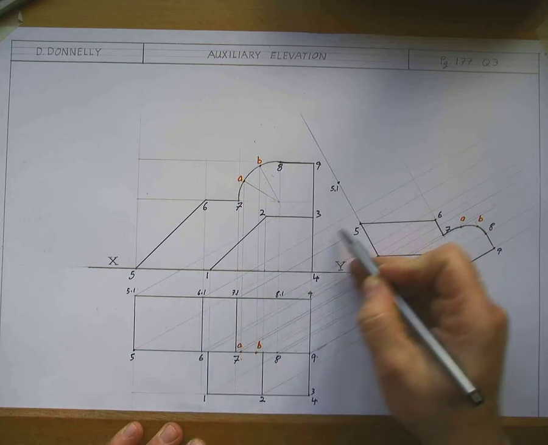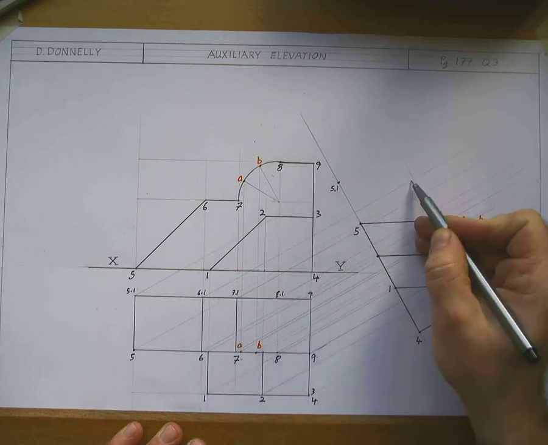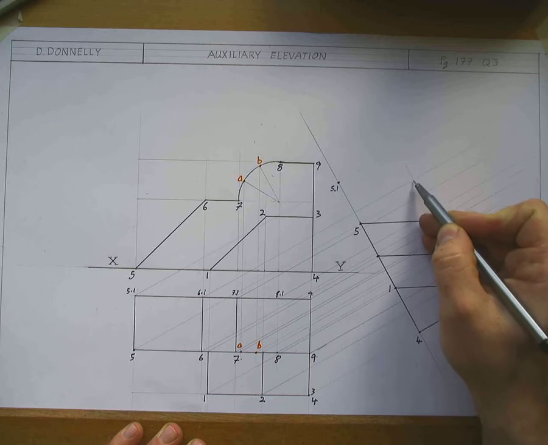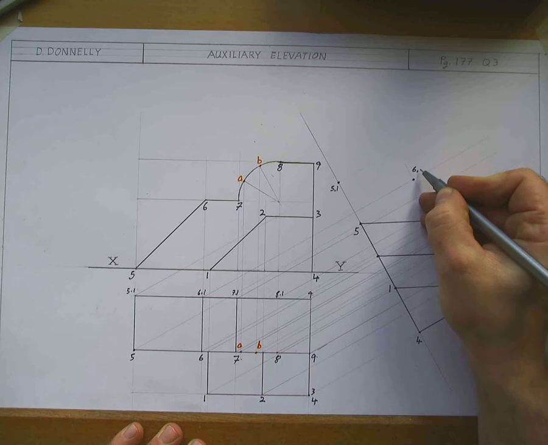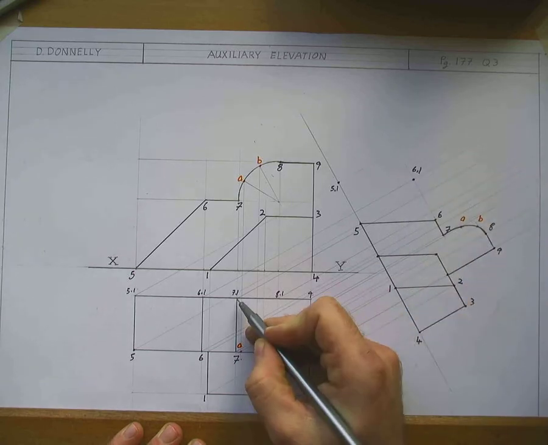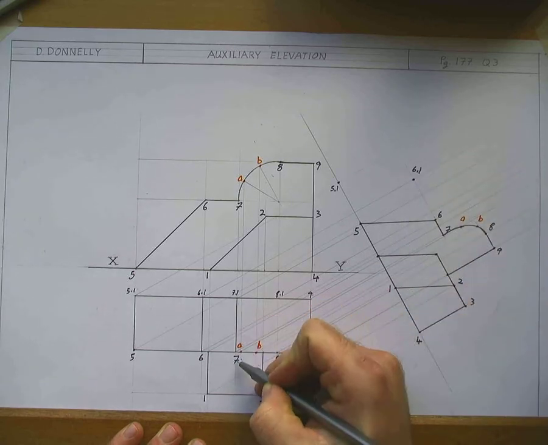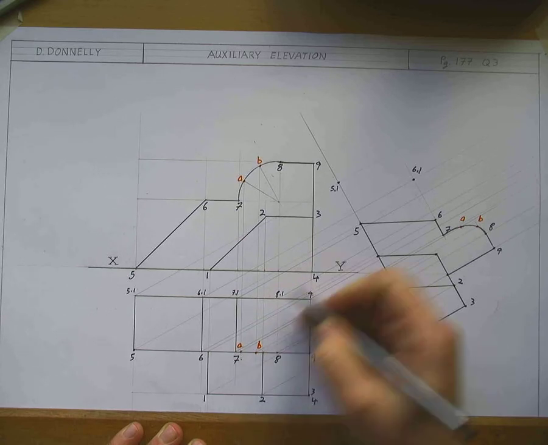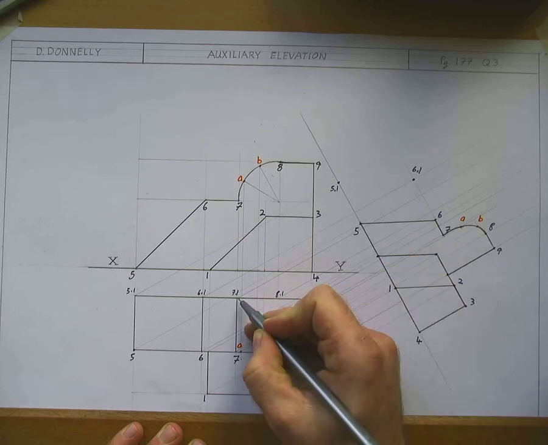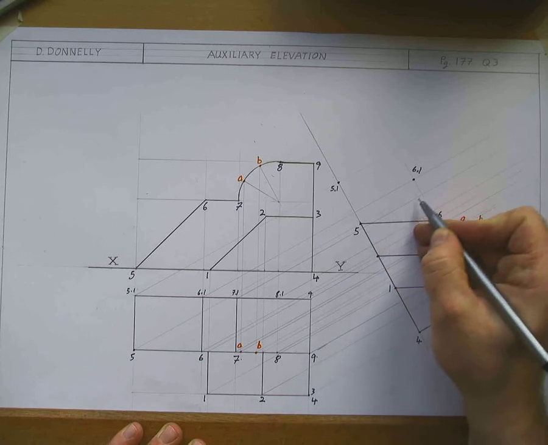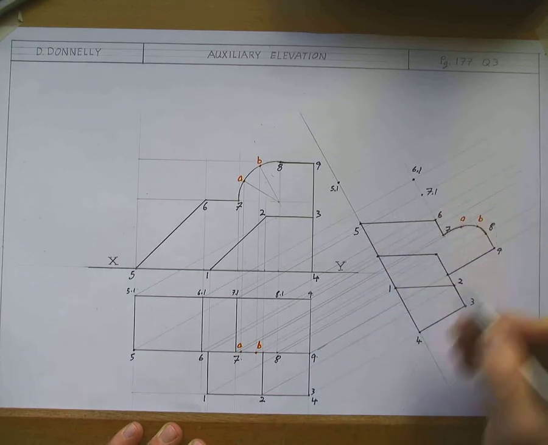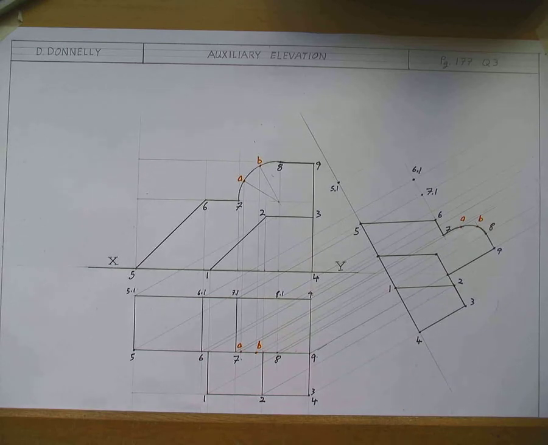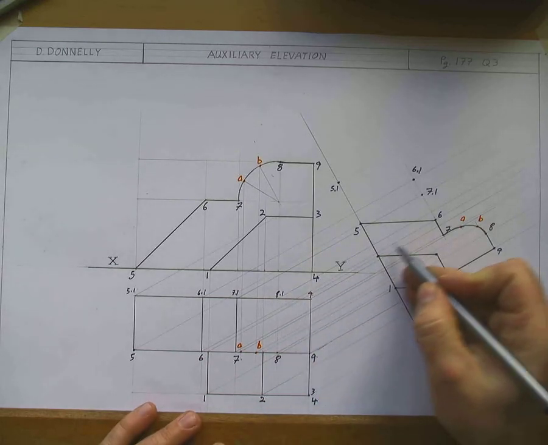So we'll follow the line up from 6.1, and where that comes across from point 6, the height parallel with our x1, y1 line, that's going to be that point there, 6.1. The same for point 7.1, it's at the same height as 7. So we follow the line from 7.1 up into our auxiliary elevation, and we see it's there. Okay, 7.1. We can also get points 8 and 9 the same way.